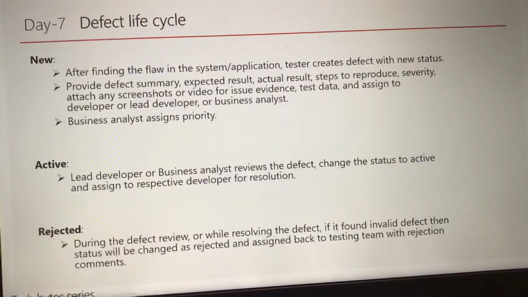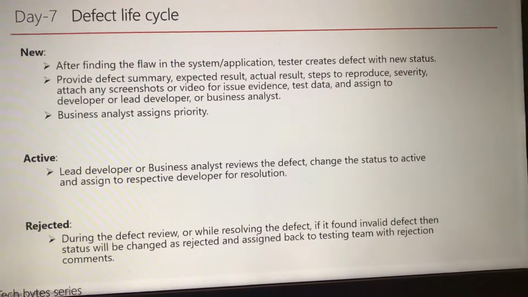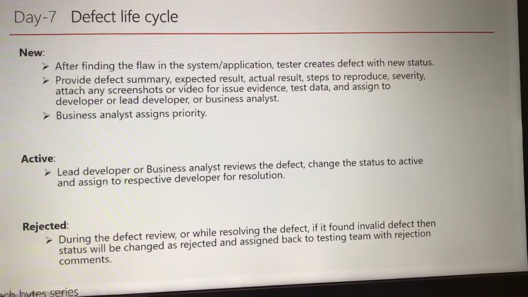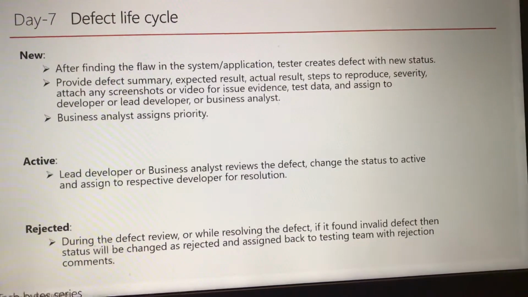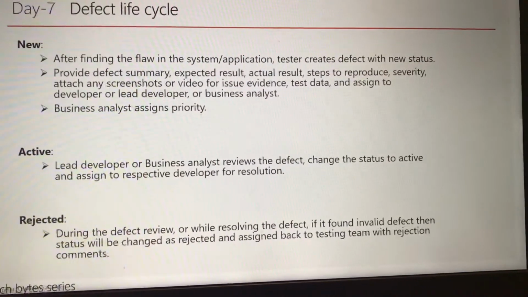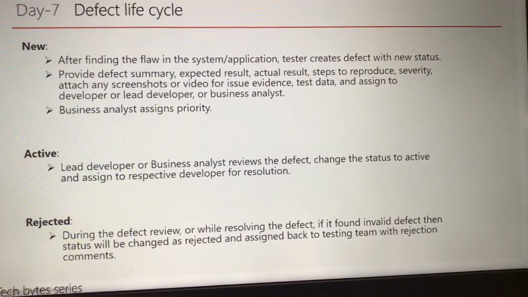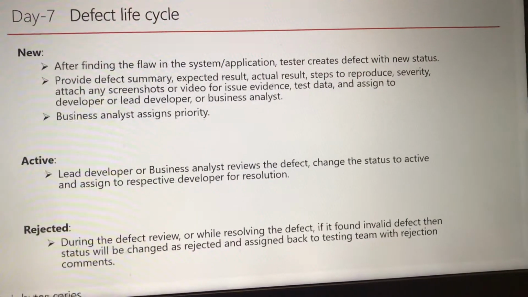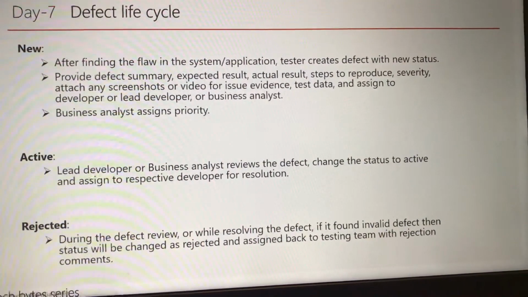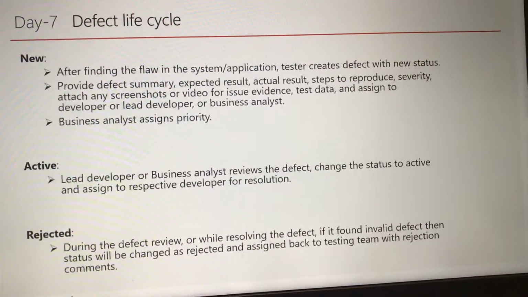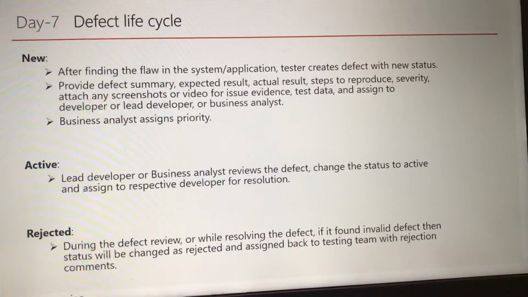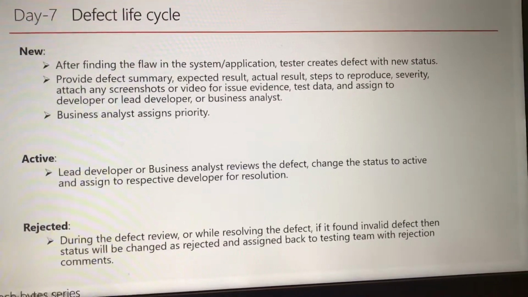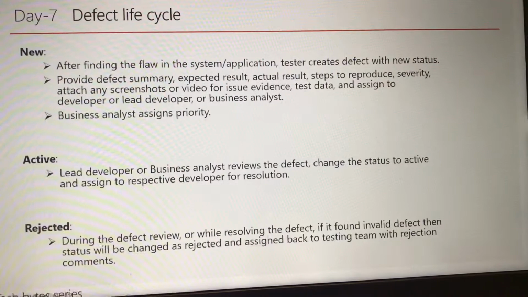And then rejected. When the defect has been logged, this rejection can happen at two levels: one from new directly to rejected, or even from active to rejected. When the defect is in new status, in the high level initial review, if the business analyst or the lead developer identifies that this is not a defect, it could be because of, say, wrong data, or the testing was not performed the right way, then they can add their rejection comments and assign the defect back to the testing team with the rejected status.